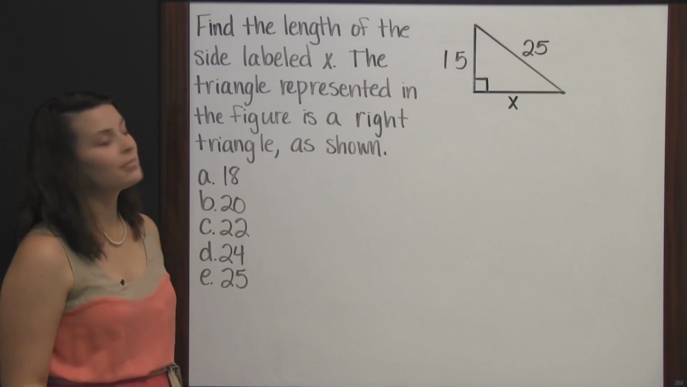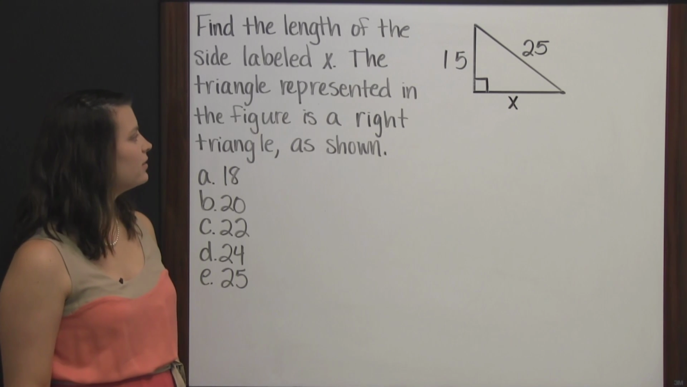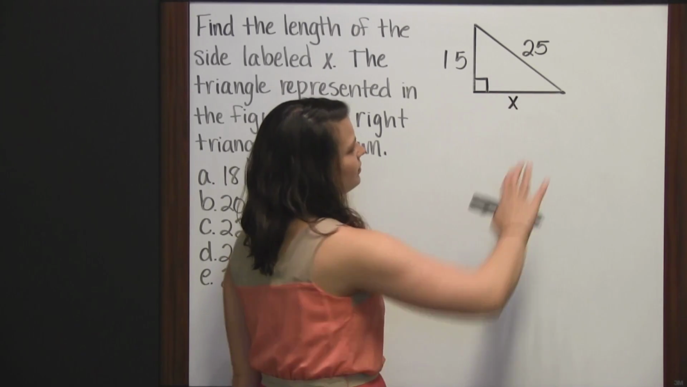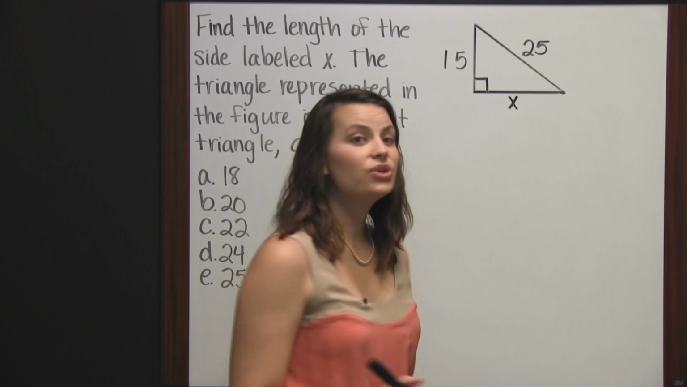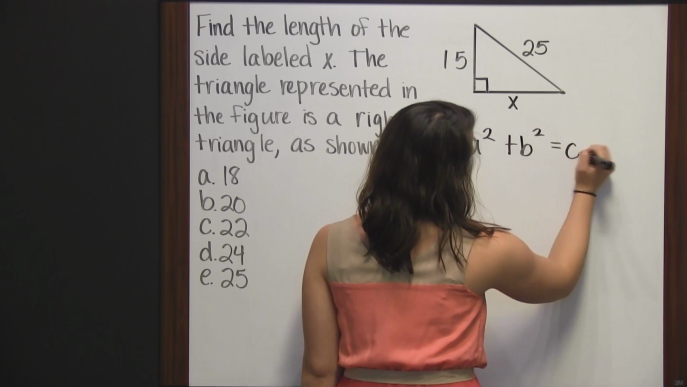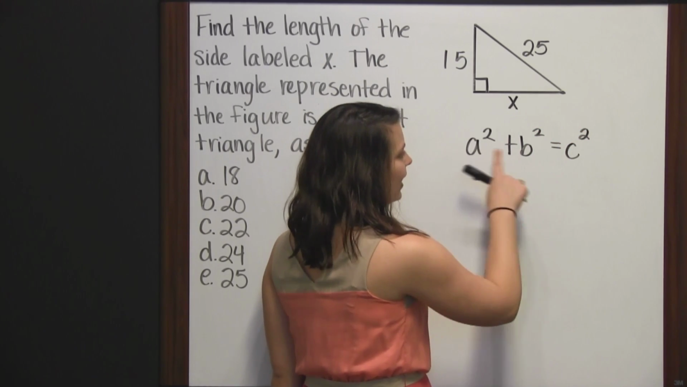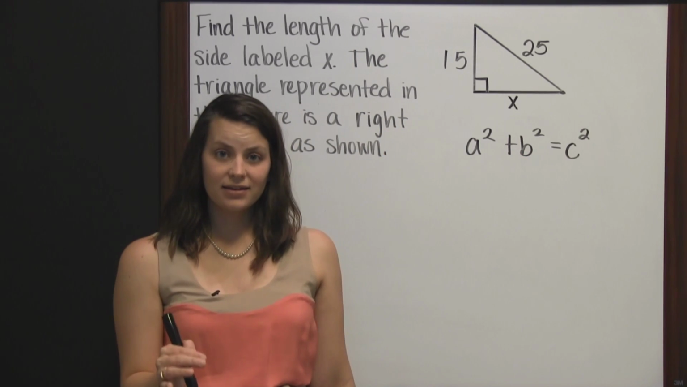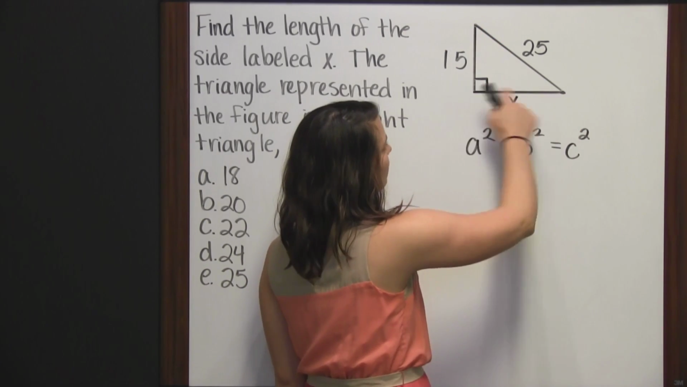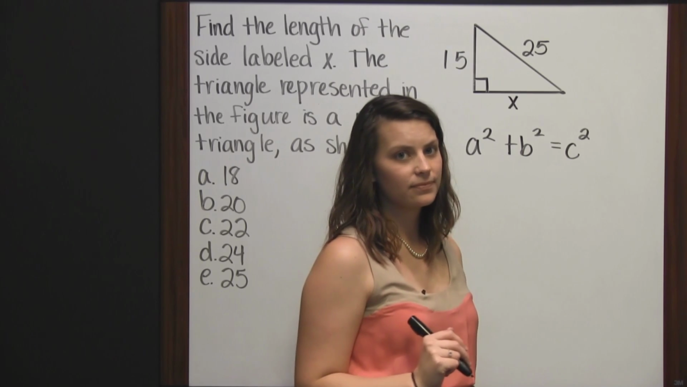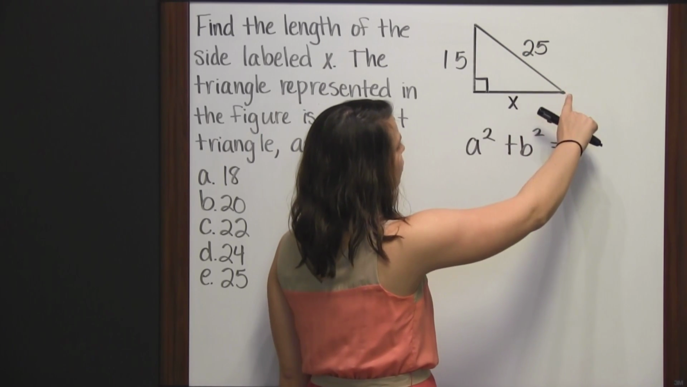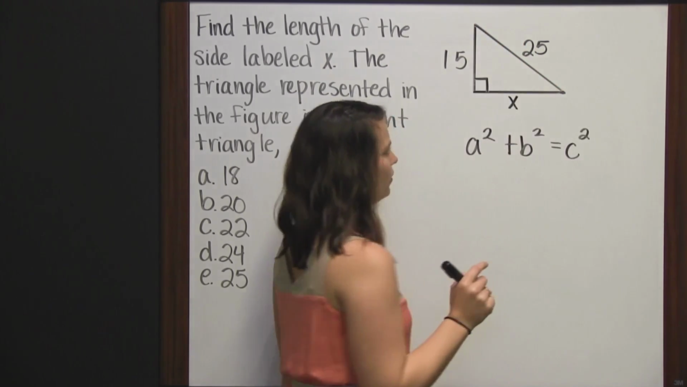Find the length of the side labeled X. The triangle represented in the figure is a right triangle, as shown. To find the missing side of any right triangle, we can use the Pythagorean theorem, which is a squared plus b squared equals c squared, where the a and the b are the legs of the right triangle, or the two sides that form the right angle in the right triangle. And c is the hypotenuse of the right triangle, or the side that's across from the right angle.